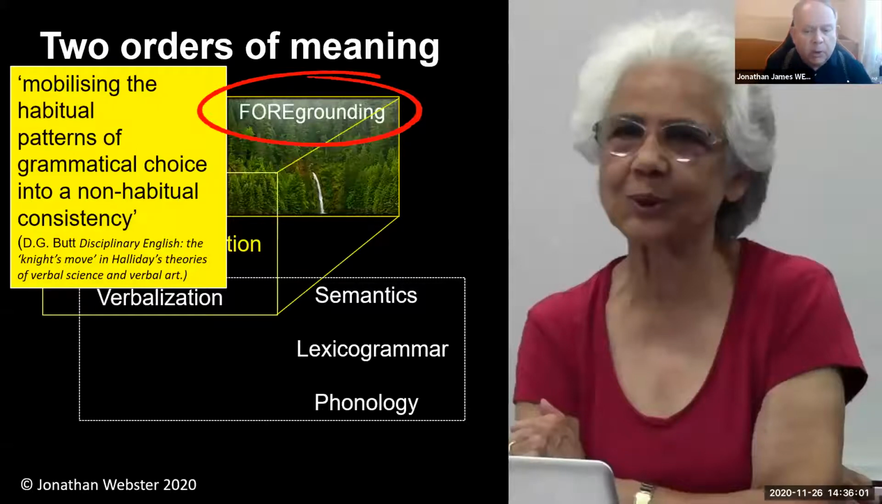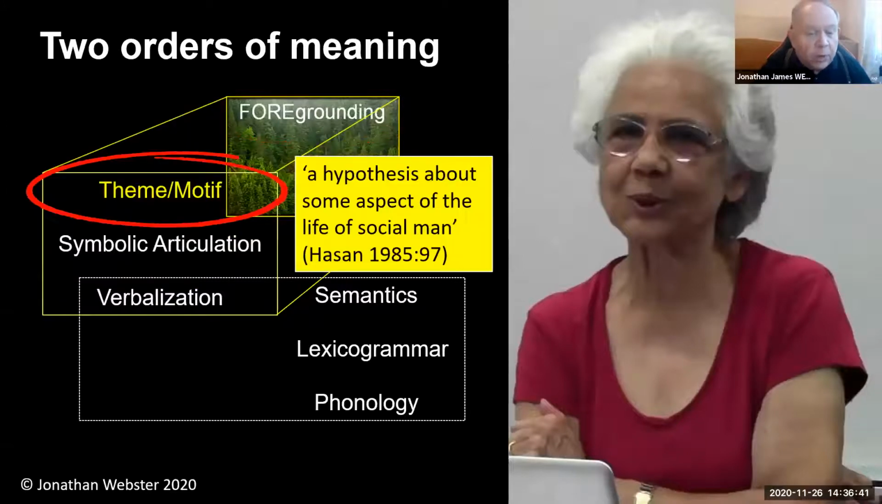And the purpose to which one puts this foregrounding, which is a kind of symbolic articulation, a way of articulating symbols, is a theme, a motif, that second order of meaning, which, as Hasan describes, is the hypothesis being put forward by the verbal artist about some aspect of the life of social man. So what is this theme? Not in the Halliday sense, of course, of theme as the starting point of the message. No, this is more literary, in the sense that it is the motif of the text.